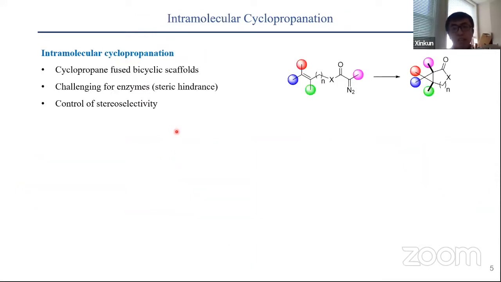So we wanted to challenge the intramolecular reaction because this transformation is a valuable strategy for the synthesis of cyclopropane-fused bicyclic scaffold. By varying the chain lengths and the heteroatoms, cyclopropane-fused lactone and lactams with different ring sizes could be achieved. However, achieving this task by enzymes is challenging. The simplest reason is these substrates are more sterically demanding. And controlling the stereoselectivity could also be difficult since we need to control the orientation of both the diazo part and the olefin part within the same molecule.